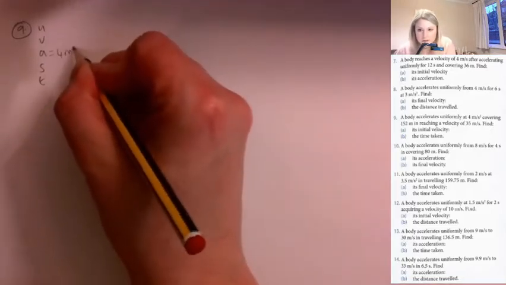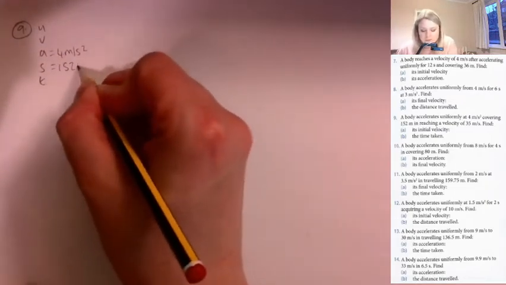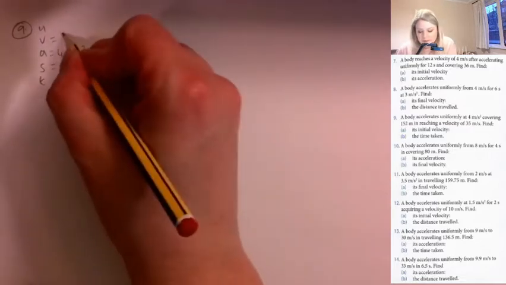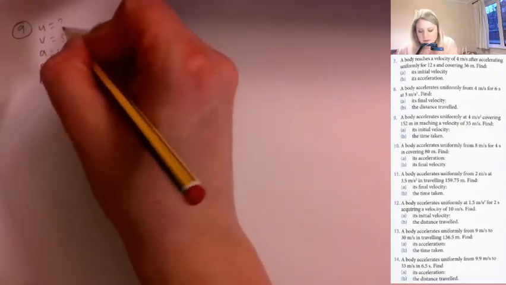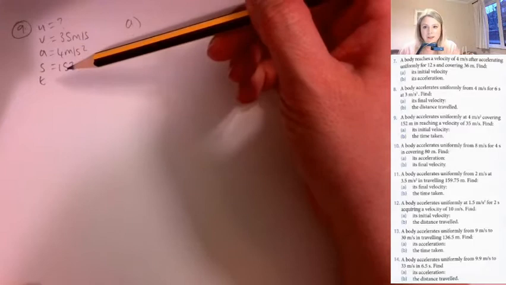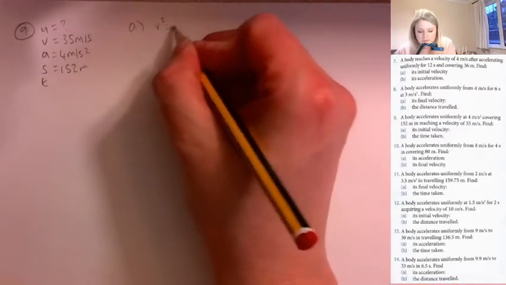Okay, so question 9. A body accelerates uniformly at 4 meters per second squared, covering 152 meters, in reaching a velocity of 35. So v is 35. Find its initial velocity. So I'm looking for something that links u, v, a, and s. So that is going to be v squared equals u squared plus 2as.